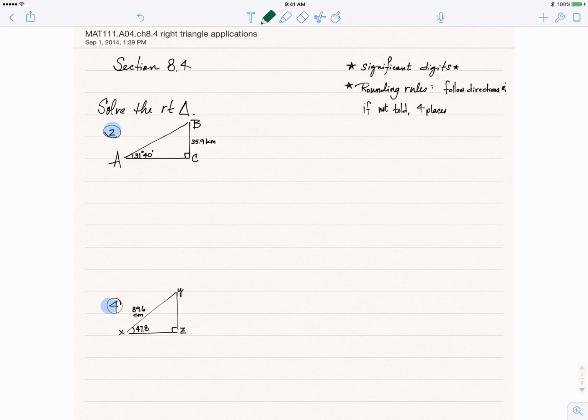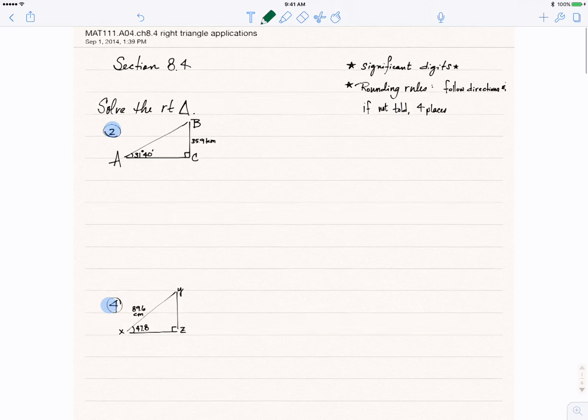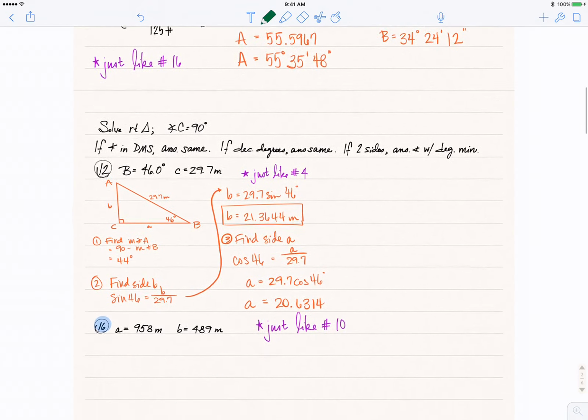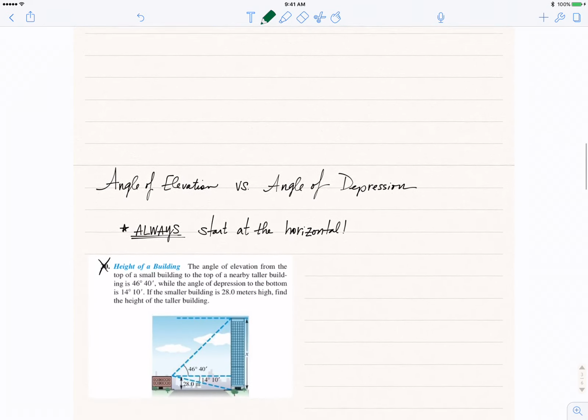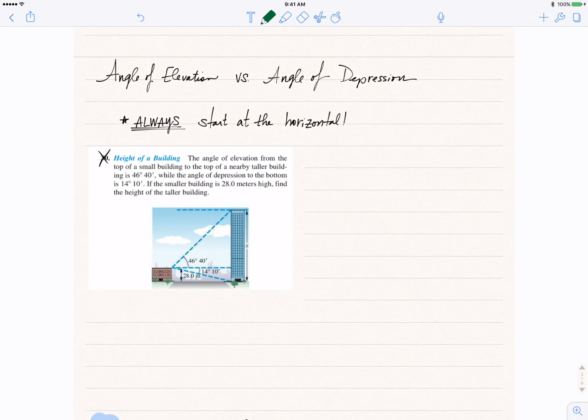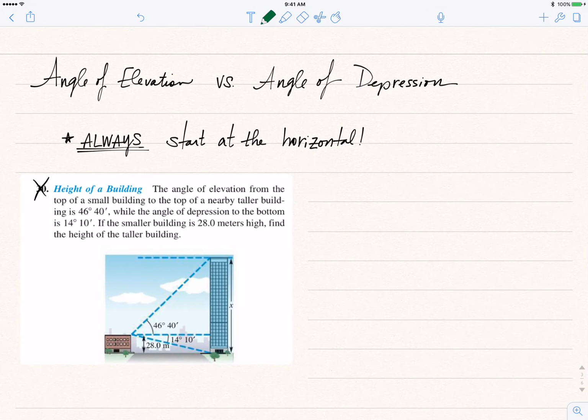Okay, folks, so this is section 8.4, and I was asked to go through some of the story problems that we have in this section. So I want to start with the angle of elevation and the angle of depression. We will talk about this some in class as well.